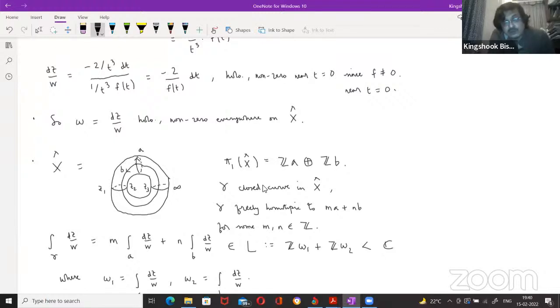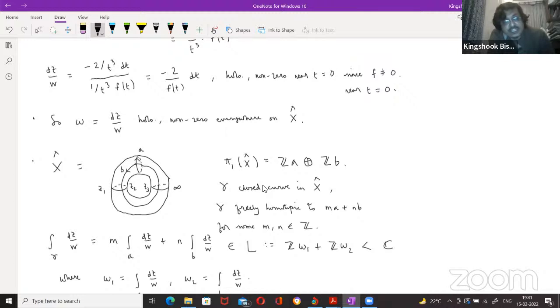Okay. So now I need to calculate, when I do the abelian integral, what is the ambiguity in the integral. So again, I need to find the fundamental group. So the fundamental group of this torus, we know, is generated by these two circles, A and B. So if gamma is a closed curve in this torus x hat, then gamma is freely homotopic to an integer multiple of A plus an integer multiple of B, for some integers m and n.